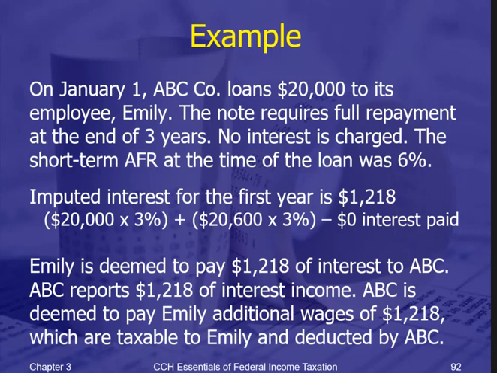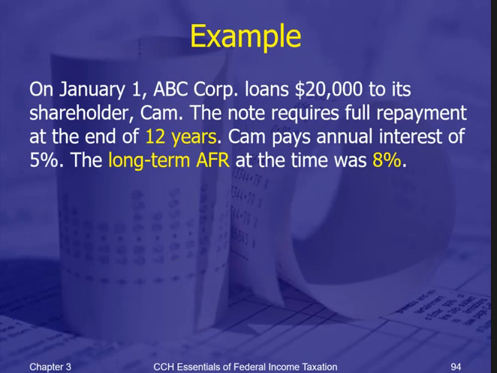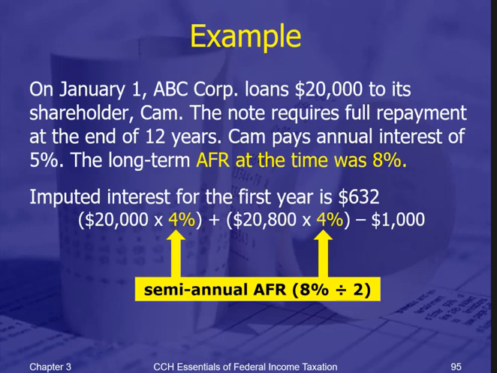But Emily ends up with $1,218 of extra income. Same thing happens with corporation and shareholders. $10,000 is the de minimis amount. The amount is assumed to be a dividend to the shareholder.